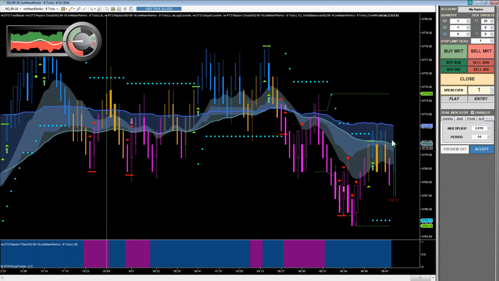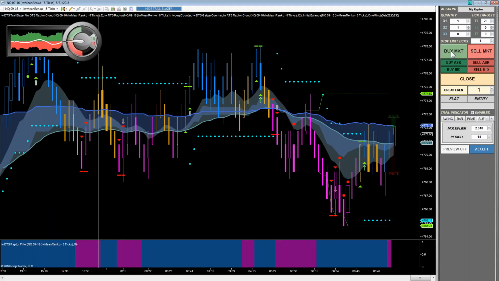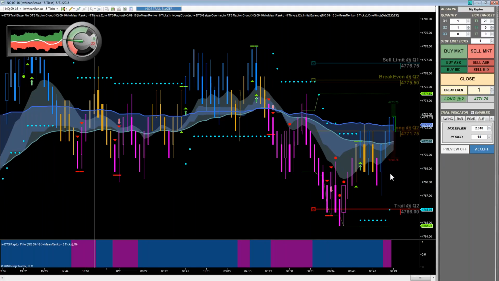Now there's no signal here just yet. I think we're going to see a little bit of an uptick, so I'm going to hit the buy market button just so I can show you this. So you hit the buy market button and notice I automatically have a stop. I'm currently running a break-even trigger, so I've got my auto break-even. And I have my profit target for my first contract.